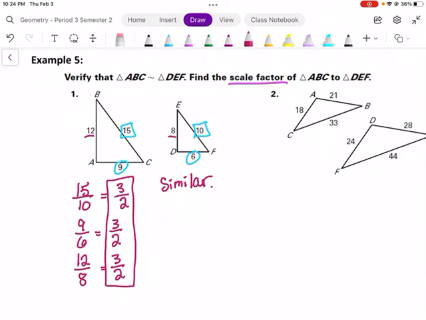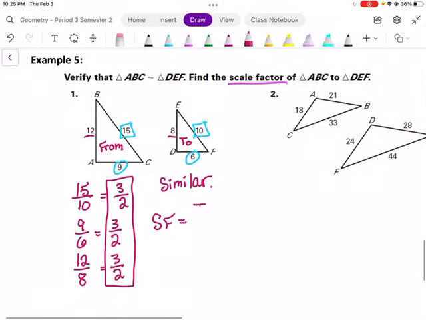Then they want us to find the scale factor from ABC to DEF. So when you're writing your scale factor, and I'm going to use SF to represent scale factor, you put a side length from the 2 on top. So remember 2 top, TT, kind of goes together. And then the corresponding side on the bottom.